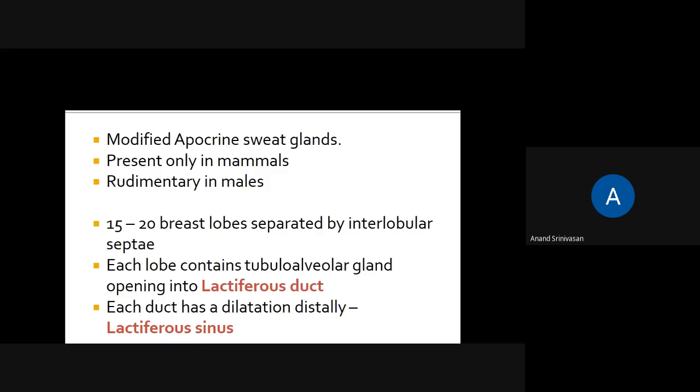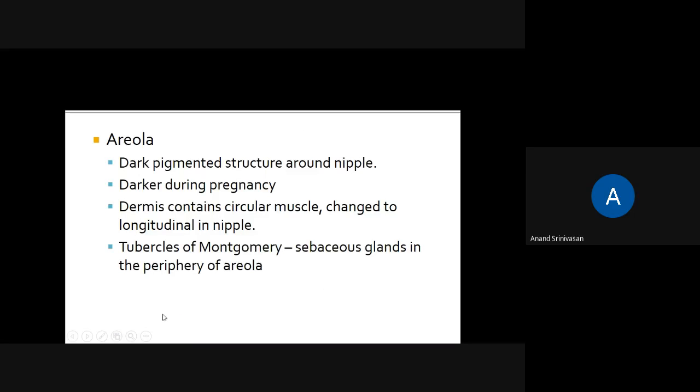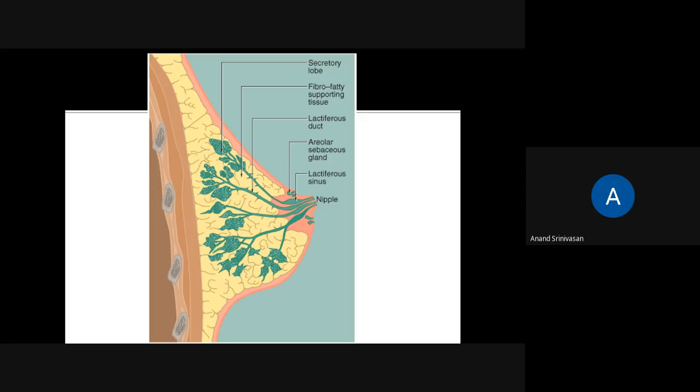So as you know, these are modified apocrine glands. They are separated into lobes and lobules. There is a lactiferous duct, and the lactiferous sinus is also mentioned. The areola, tubercles of Montgomery. I have just repeated the same thing so that you can understand better and concentrate on which points. So once again, the gross features of the breast.